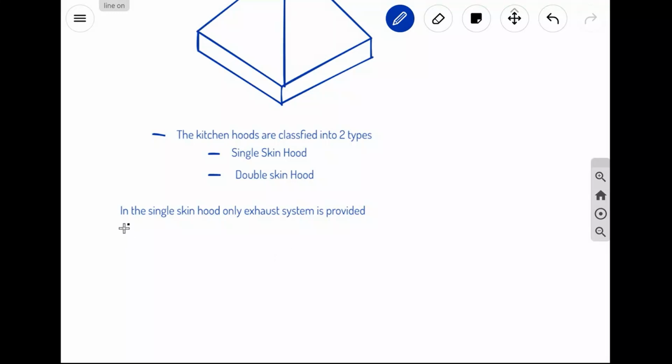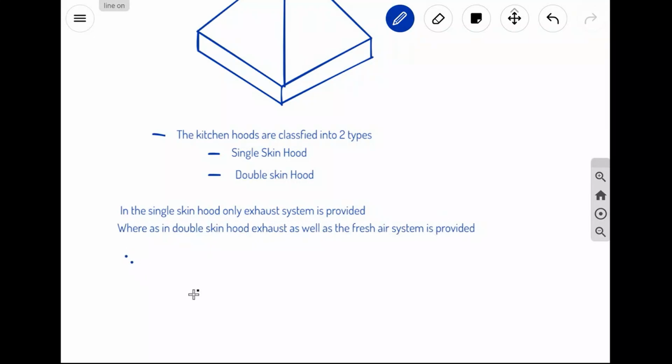Whereas in double skin hood, exhaust as well as the fresh air system is provided.